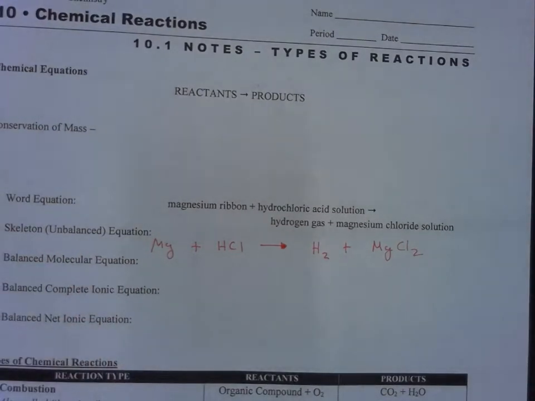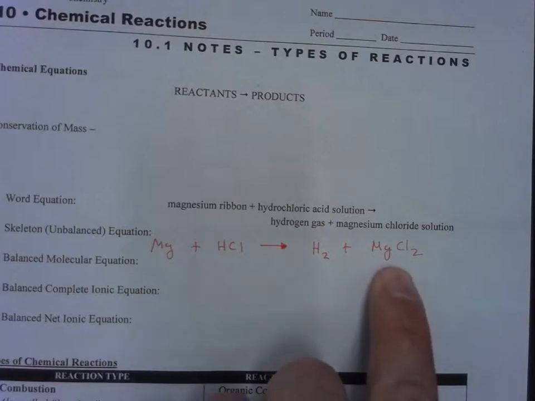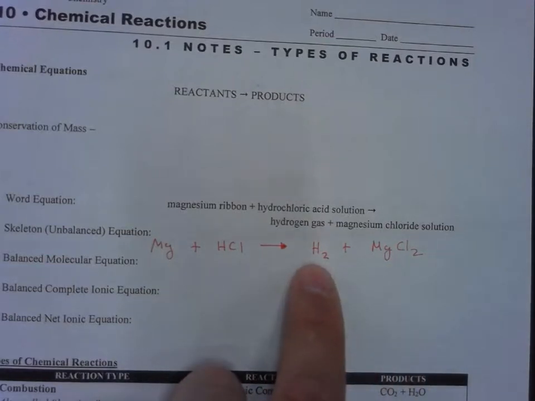Well, you can look on the periodic table and figure out this at least. You should know that hydrogen gas, and I'll tell you this right now, is always diatomic. Always. If you're going to write hydrogen by itself, you have to write it as H2.